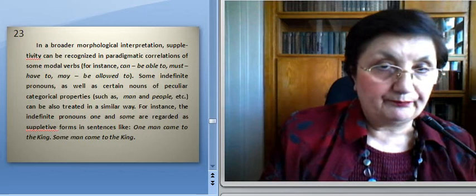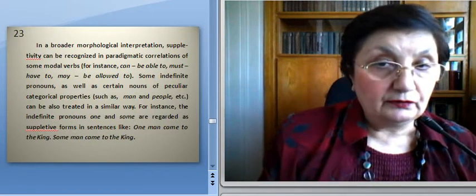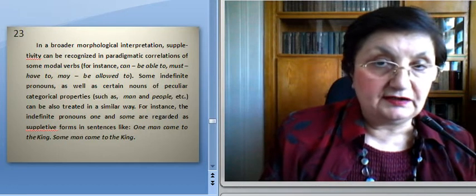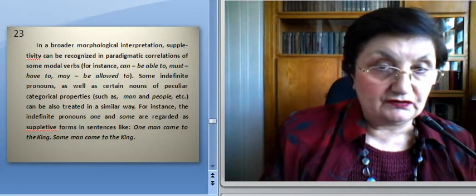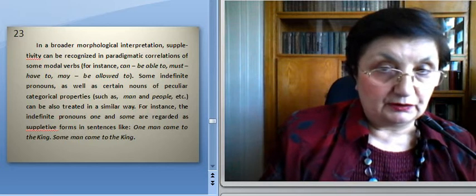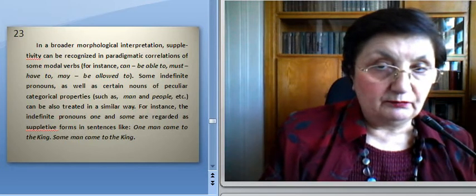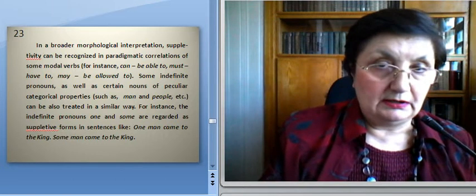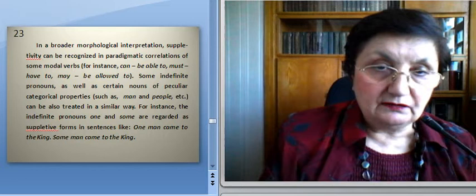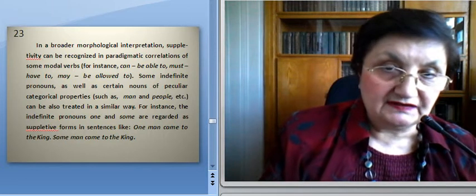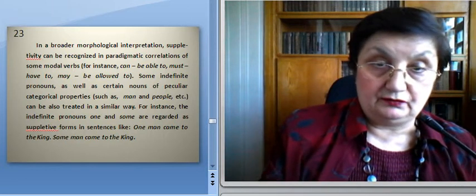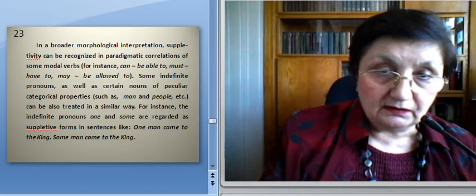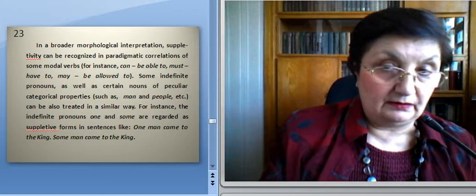In a broader morphological interpretation, suppletivity can be recognized in paradigmatic correlations of some modal verbs. For instance, can, be able to; must, have to; may, be allowed to. Some indefinite pronouns, as well as certain nouns of peculiar categorical properties such as man and person, etc., can also be treated in a similar way. For instance, the indefinite pronouns one and some are regarded as suppletive forms in sentences like one man came to the king and some men came to the king.